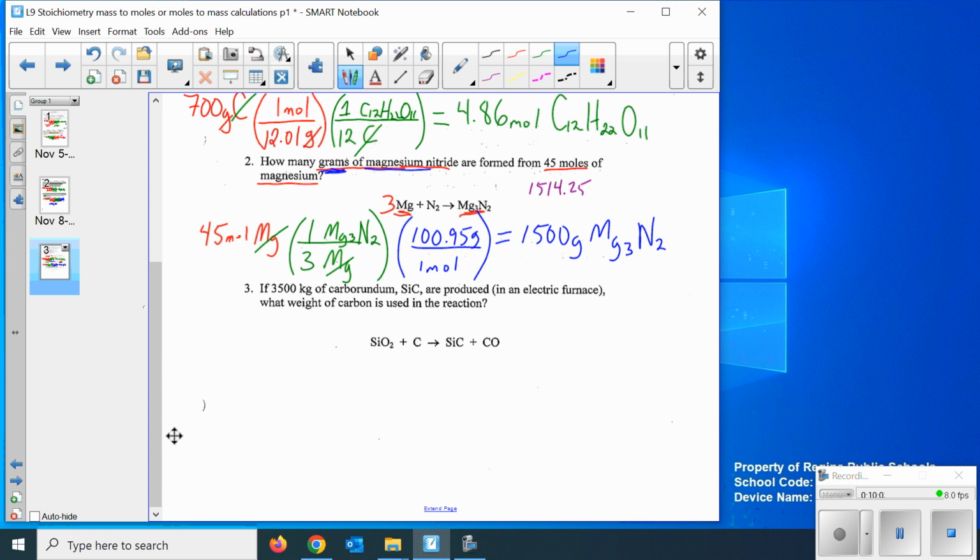Now, this one. Correct me if I'm wrong, but did you notice it was in kilograms? So kilograms is a lot of grams. How many? Kilos or thousands? I have that up there, but you can always ask. So this seems goofy at first.